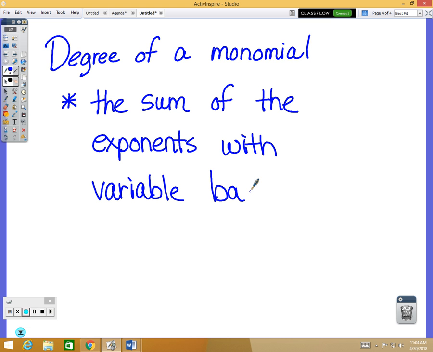So again, we're only looking at the exponents that have a variable as the base. And again, we're just talking about monomials right now. If we had 7x to the second power y, this is a monomial. You don't see any plus or minus sign, so it's just one term. In this one term, we have a 7, we have an x to the second power, and we have a y. What is the exponent on that y?